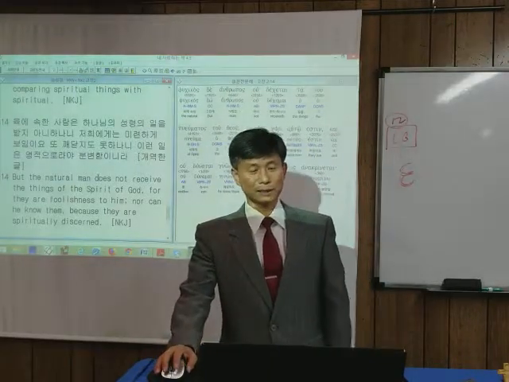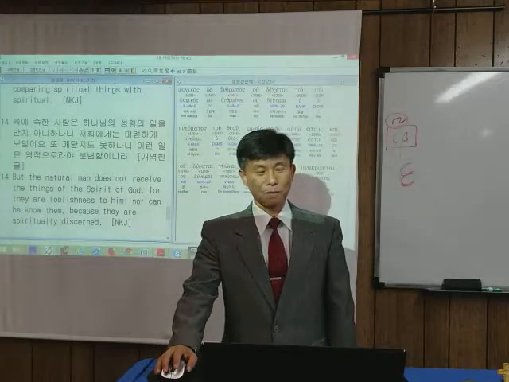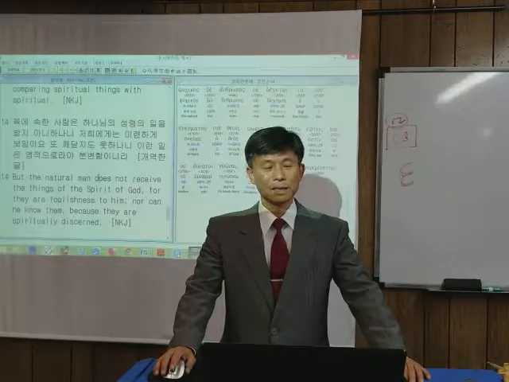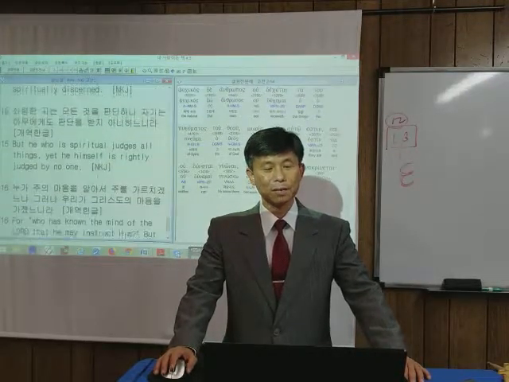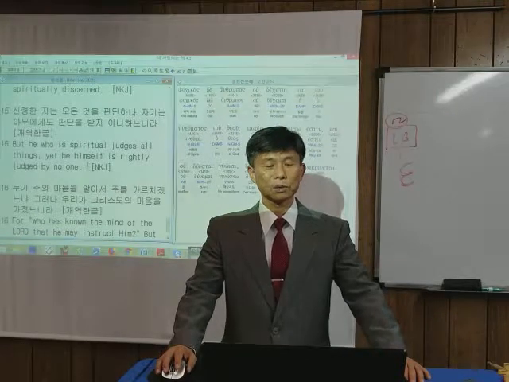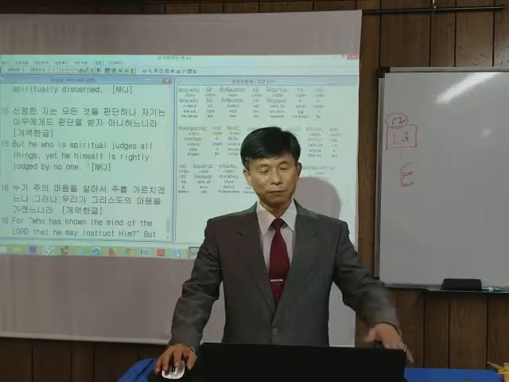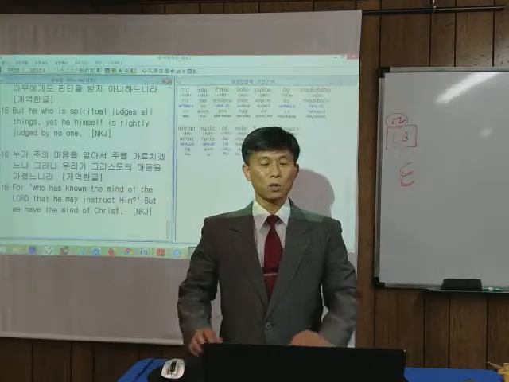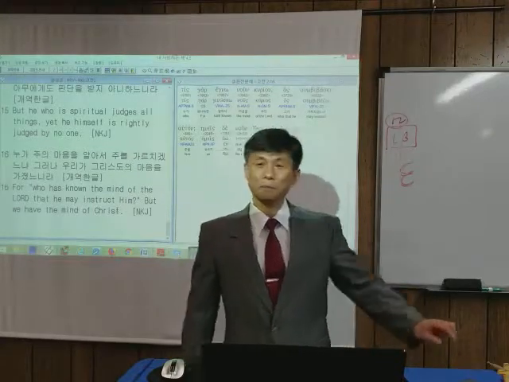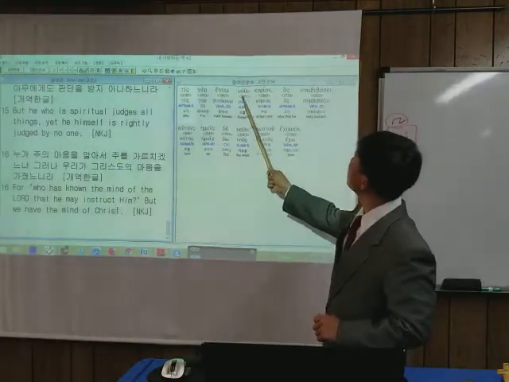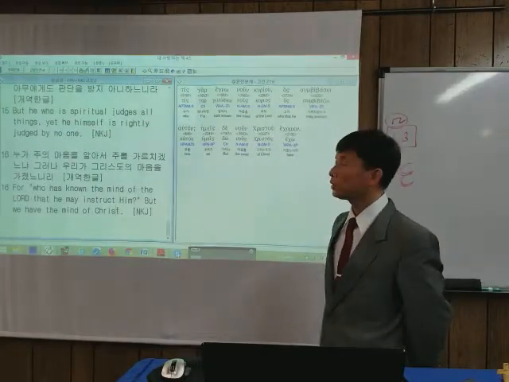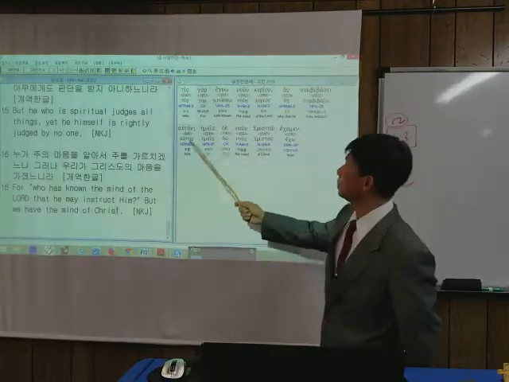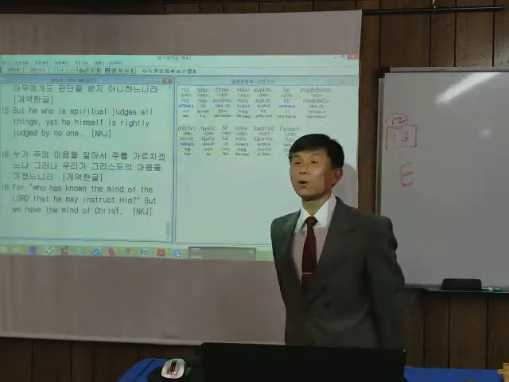So the natural man does not receive things of the Spirit of God, for they are foolishness to him, nor can he know them because they are spiritually discerned. 15. But he who is spiritual judges all things, yet he himself is rightly judged by no one. 16. For who has known the mind of the Lord? Look at the mind of the Lord. See here? Nous. They translate as mind, but nous is what? Intellect. So who has known the intellect of the Lord?